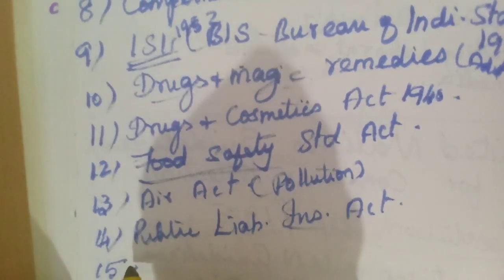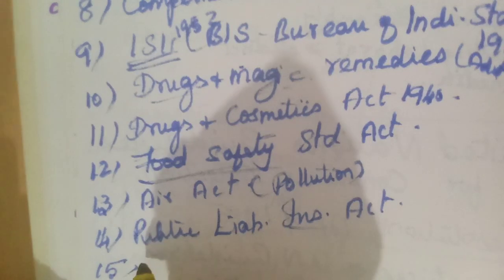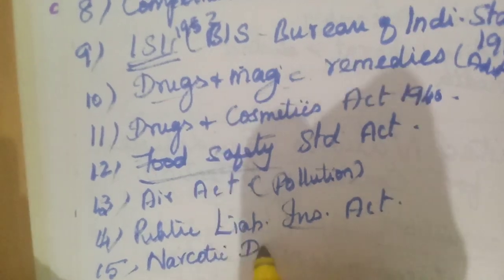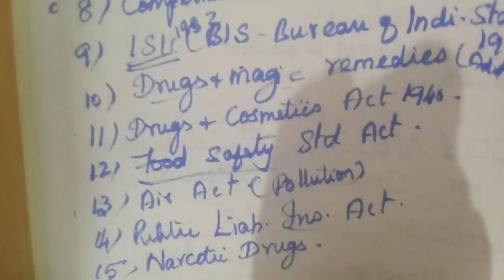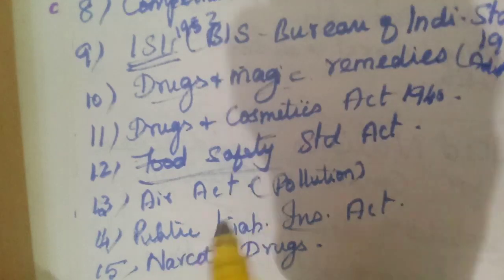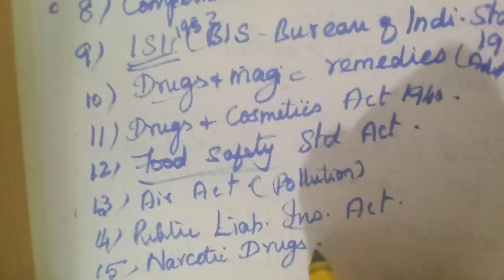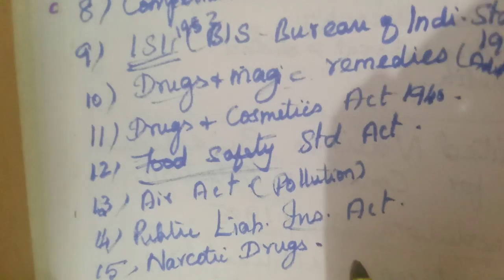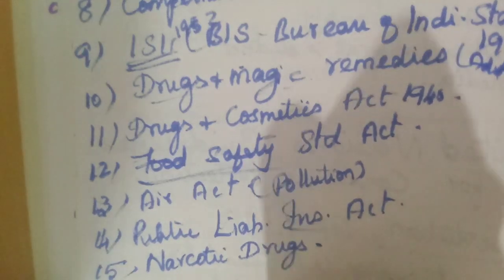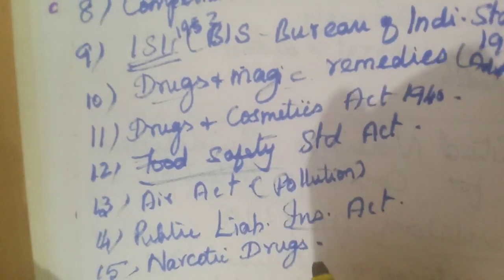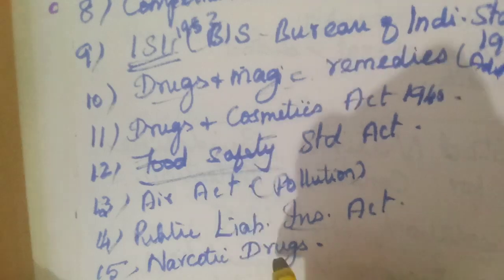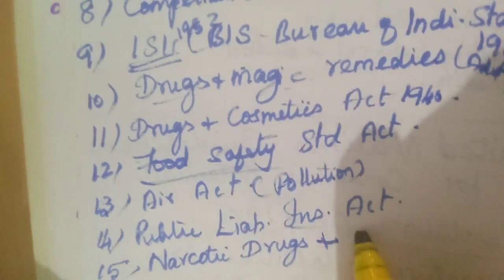Again, the last one, Narcotic Drugs and Psychotropic Substances. Narcotic drugs. We have heard of brown sugar and all, isn't it? That is produced maybe either for educational purposes or for the chemical industry's purpose. Understand, only for that purpose they may use it. They may not use it for ordinary people to consume and to get sick. They may not introduce those products in the market. Okay, so they will prevent the manufacture or distribution of these narcotic drugs and psychotropic substances.